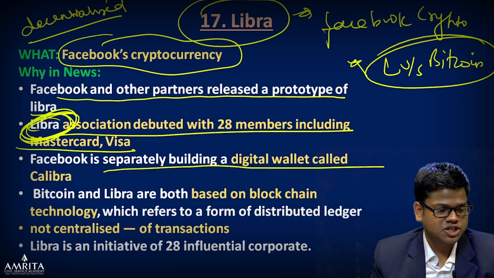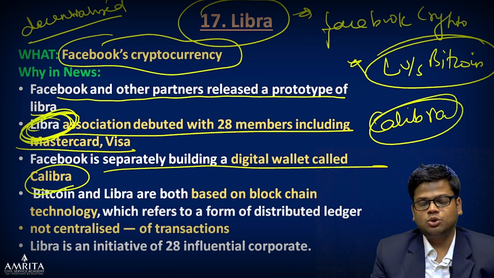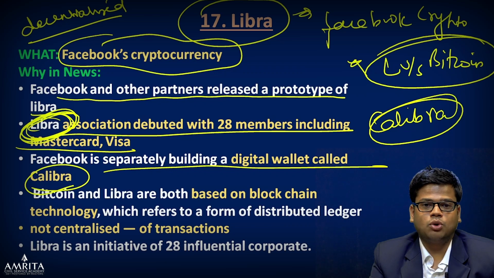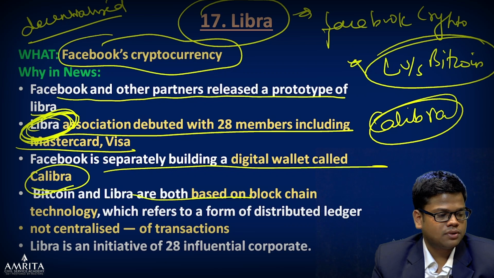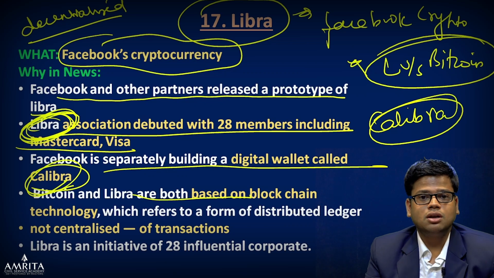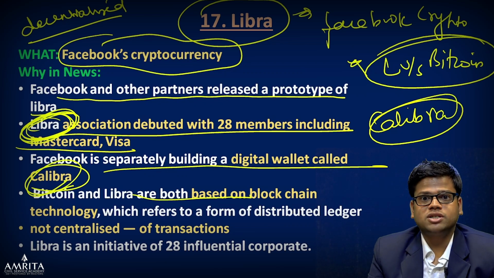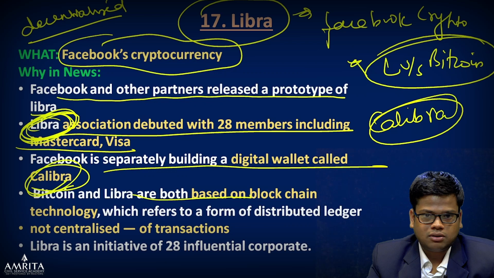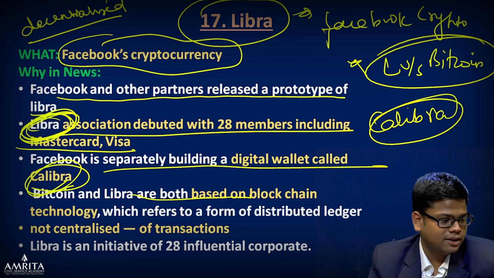Facebook is separately building a digital wallet called Calibra. When it comes to fruition, Paytm, PhonePe and Amazon Pay will face big competition. Also, the Supreme Court recently set aside an RBI circular, the direction that cryptocurrencies are illegal in India. That circular has been nullified and the Supreme Court has allowed the use of cryptocurrency. That is why this news becomes highly relevant.